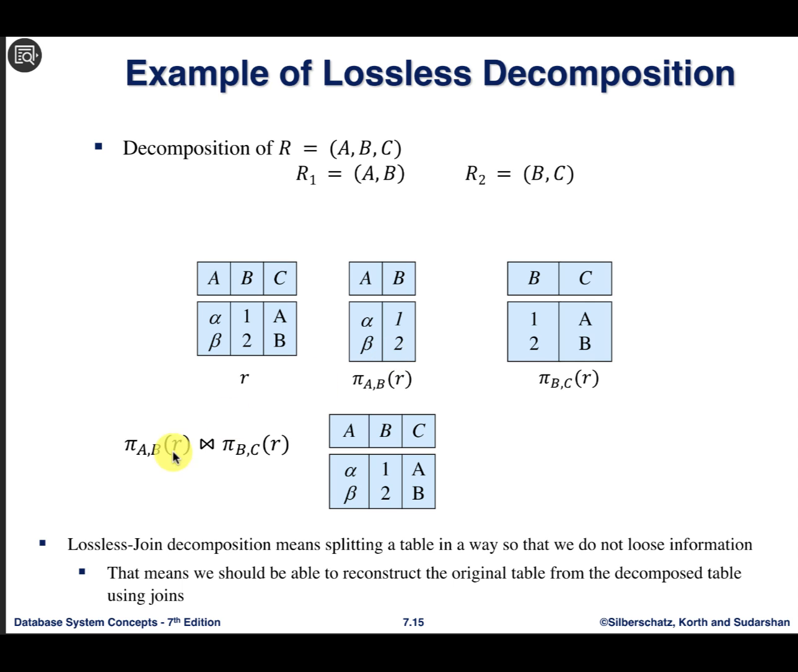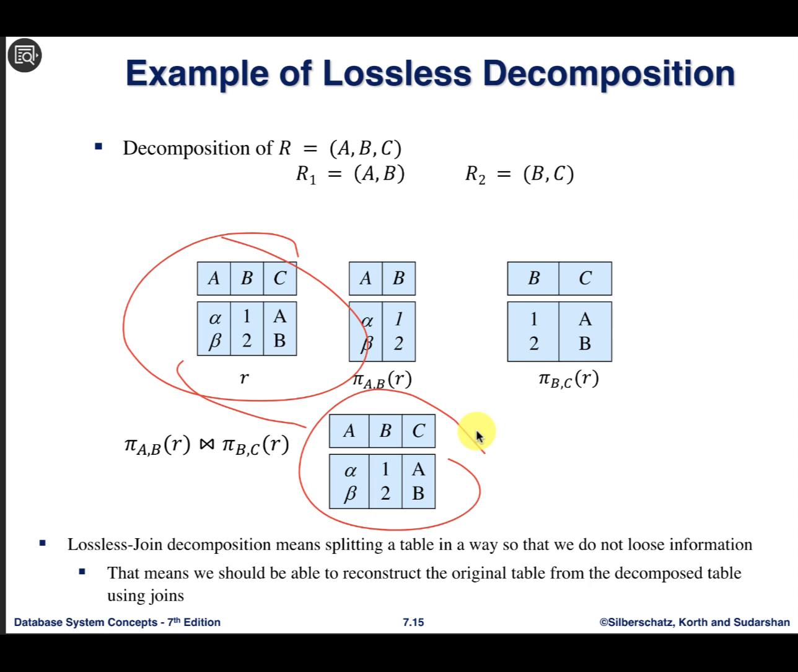Okay? When you perform a natural join between these sub-relations, since we use a common key, and B is the primary key, it looks like, in this case I am able to construct the original relation. So this is a good decomposition, a lossless decomposition. Okay?